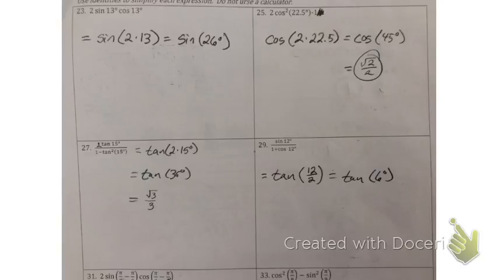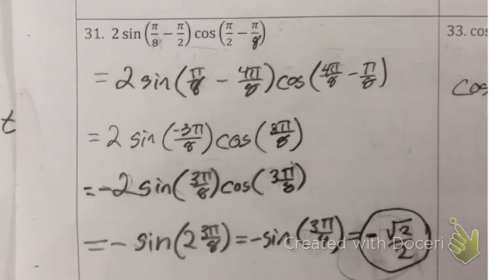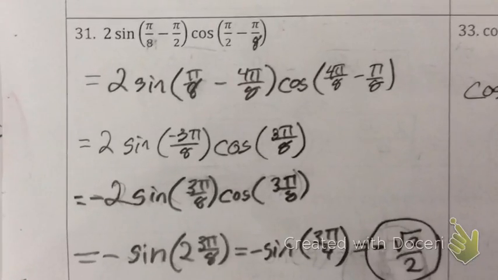31. So 31 was probably the toughest one on that side. It was the whole fact that in order to use 2 times sine of x, cosine of x, you have to have just one angle, and they both have to be the same. So what you were required to do was turn each of those angles into just one angle by doing the subtraction that was given. So this one's pi over 8 minus pi over 2.